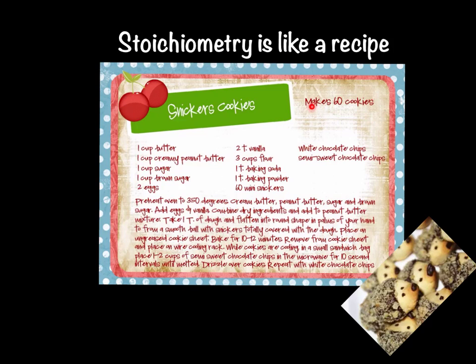Now, if we only want to make 30 cookies, we could figure out from this recipe how we have to adjust it. If we want to make 120 cookies, we could adjust this recipe also. That is a quantitative look at this recipe involving numbers. How much of this makes how much of that?